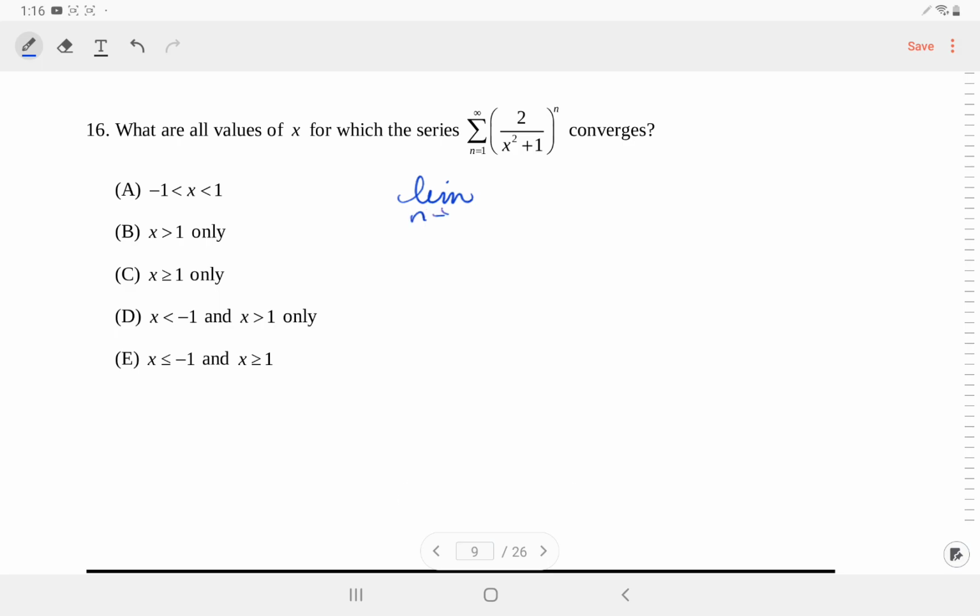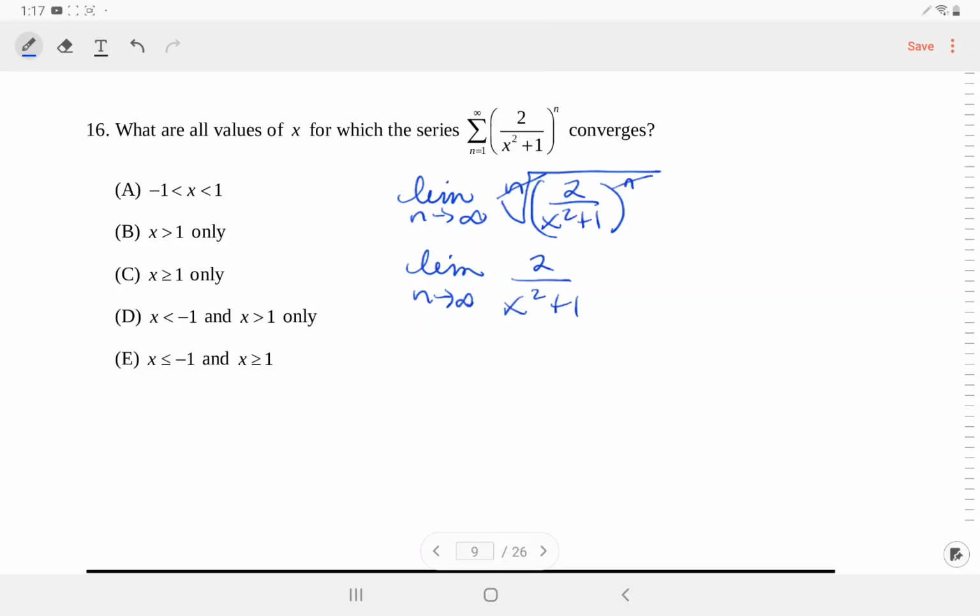So limit as n approaches infinity. You do the ratio test usually, but I'm going to do the nth root test. Okay, the nth root test is better for this one, I think. Usually for intervals of convergence, you do the ratio test, but the nth root test in this case is going to work out better. 2 over, and then usually we just slap an absolute value on it right here. Okay, but we don't need it because x squared plus 1 is positive.